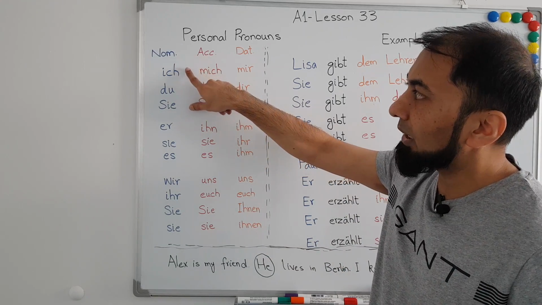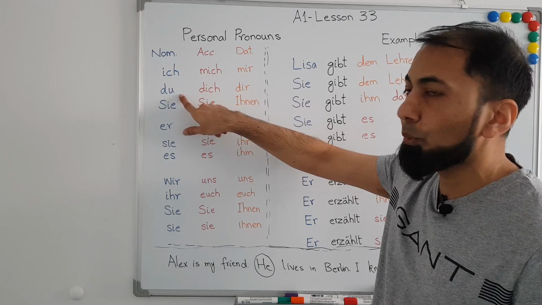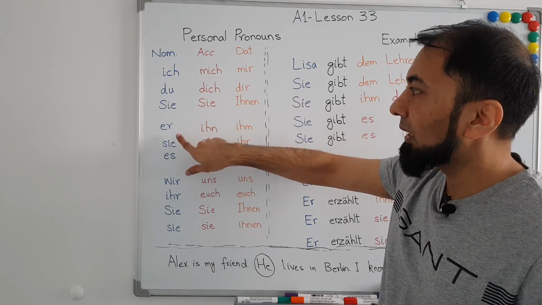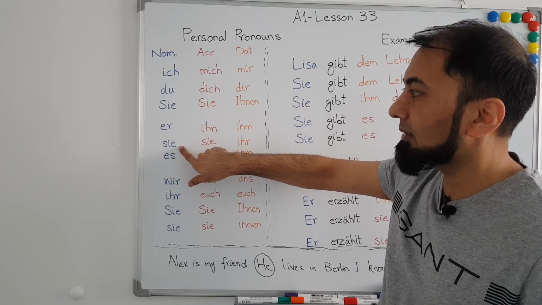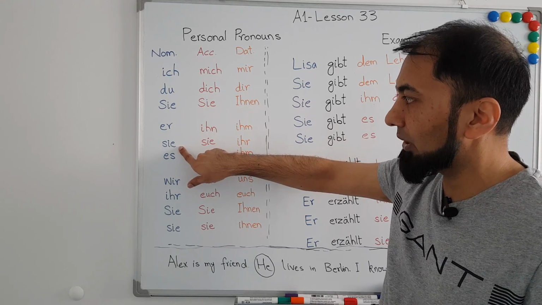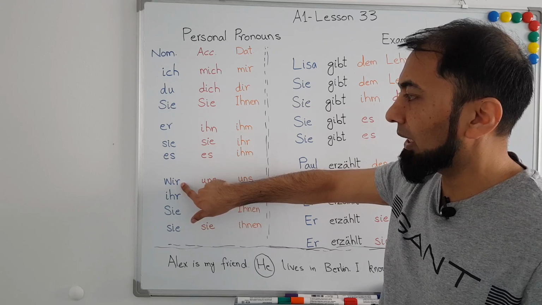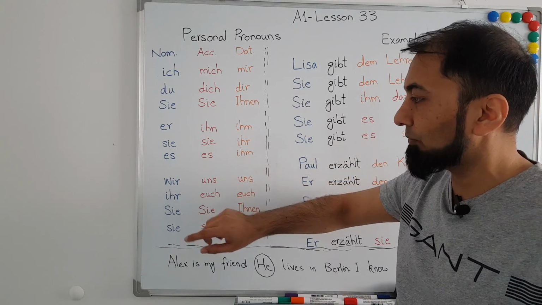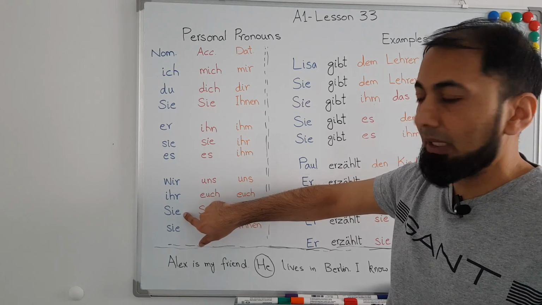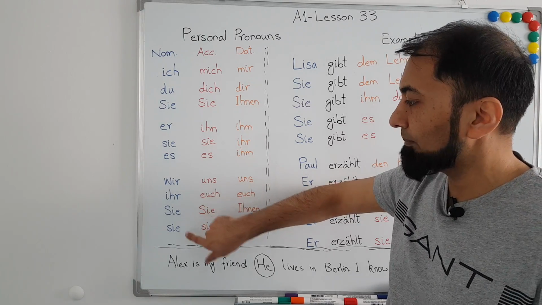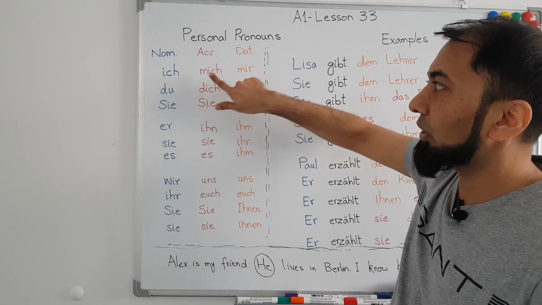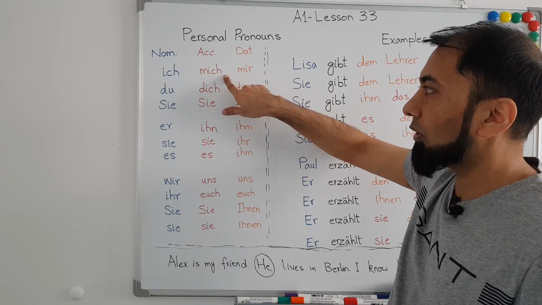So if we start with the nominative: ich, which means I; du, you, informal; Sie, formal you; er means he; sie, she; es, it; wir means we; ihr, you people, collective, plural; Sie, again you people, but in a formal way; sie means they. Now in accusative, ich will be changed to mich and it means me.